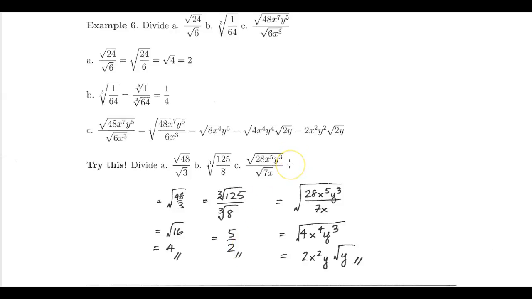And the square root of 28x to the 5th y cubed over the square root of 7x, we can write that as the square root of 28x to the 5th y cubed over 7x, which is 4x to the 4th y cubed. And we will have 4x to the 4th y squared times y, so that would give us 2x squared y times the square root of y.